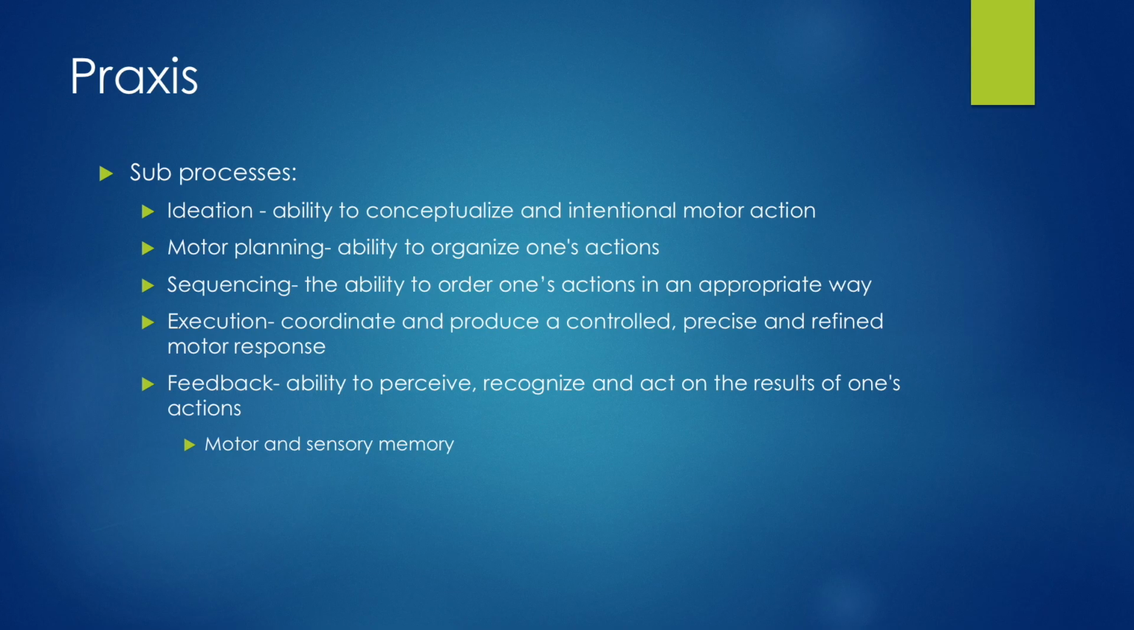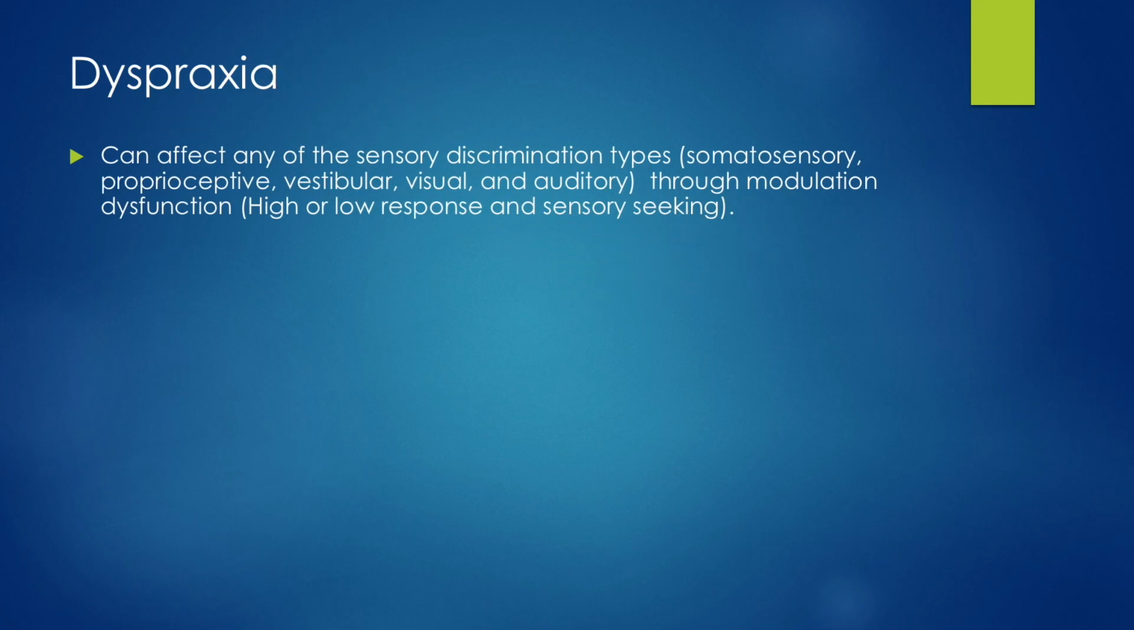The sub-processes include ideation, motor planning, and sequencing execution. All of these together lead to feedback. Dyspraxia is the inability to conceive of, organize, or carry out a sequence of unfamiliar actions. This way, a person is unable to think of a task, or put the necessary actions in the correct order in a new setting.